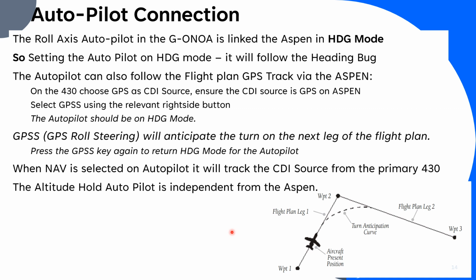Just as a point of note, if NAV is selected on the autopilot, it will follow the CDI source from the primary Garmin, not from the Aspen. The altitude hold autopilot is independent in the Aspen. I suggest trying this out with a flying instructor as part of your differences training. It's very effective.